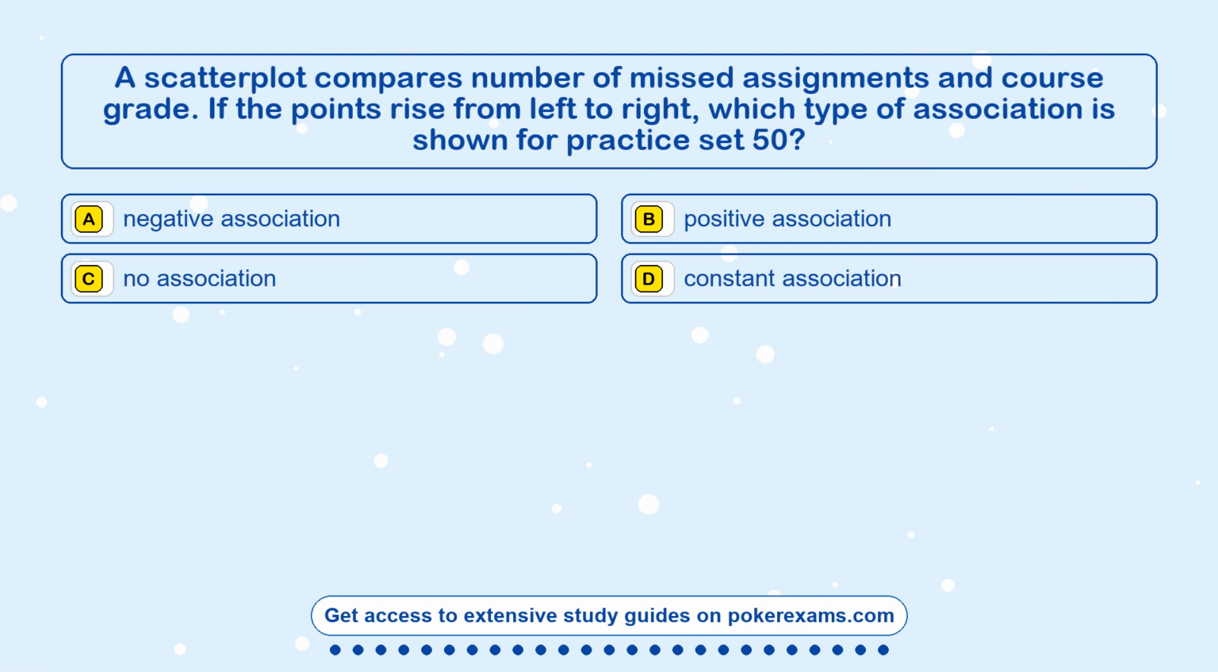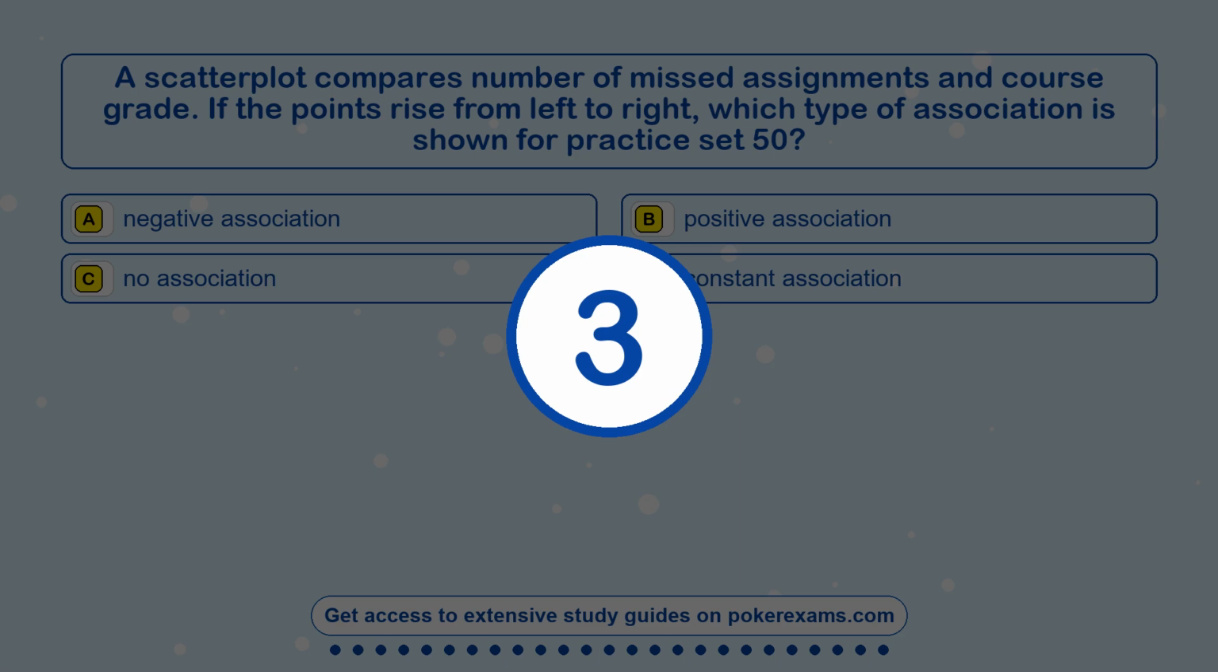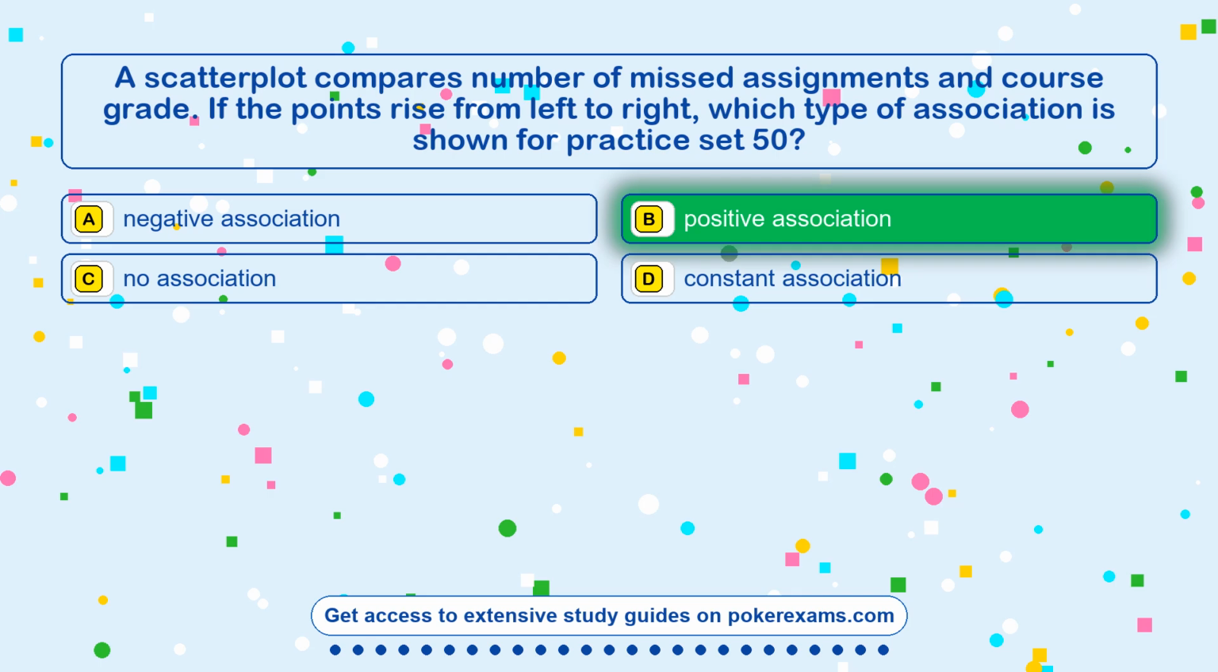Question 25. A scatter plot compares number of missed assignments and course grade. If the points rise from left to right, which type of association is shown for practice set 50? Option A negative association. Option B positive association. Option C no association. Option D constant association. The correct answer is option B, positive association.